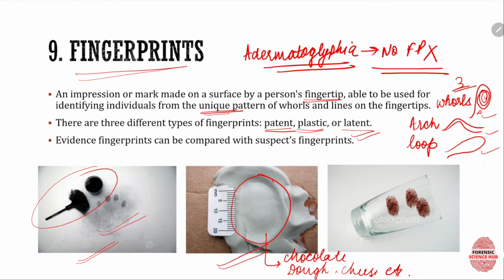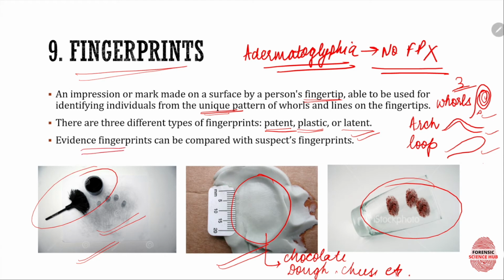Then we have patent fingerprints. Patent fingerprints are the ones having some kind of color. So when fingerprints come in contact with something that has a colorful substance, colorful liquid or colorful powder, that leads to formation of colorful fingerprints, which are known as patent fingerprints.